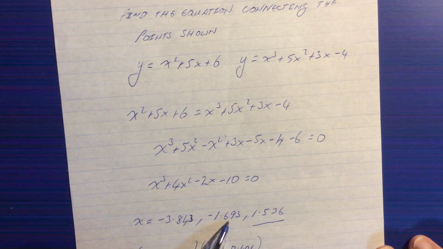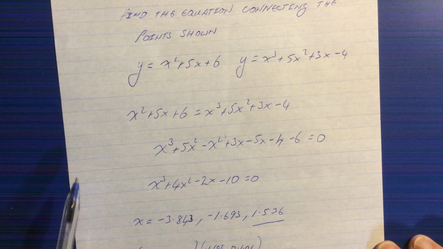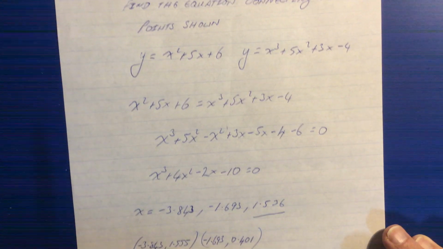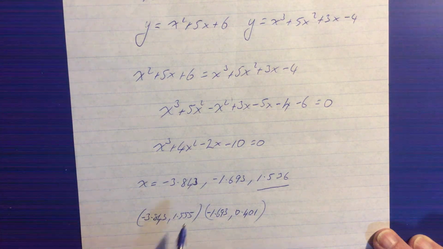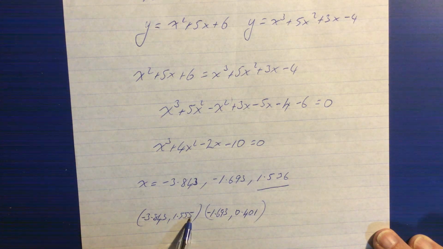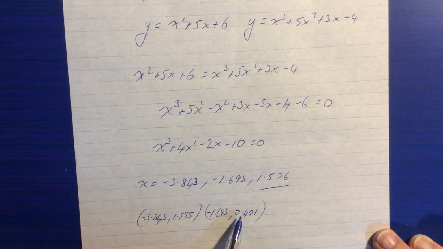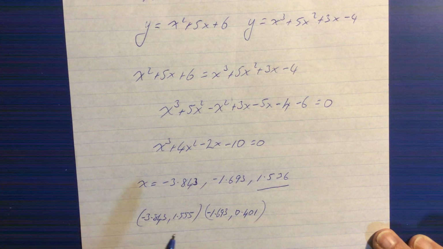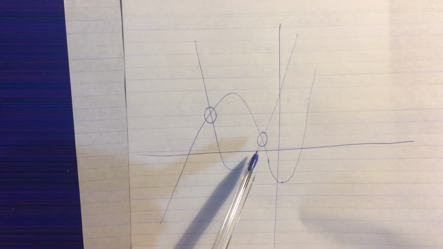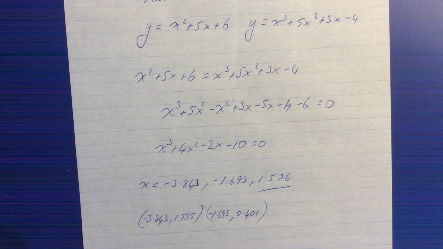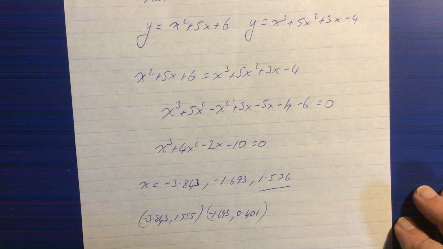So, if we take these two values and put them into either of these equations, we get a set of ordered pairs. Negative 3.843, 1.555, negative 1.693, positive 0.401. Now, these are our 2 points of intersection. They are these 2 points. We were asked to find the equation connecting those points. It's a linear equation.